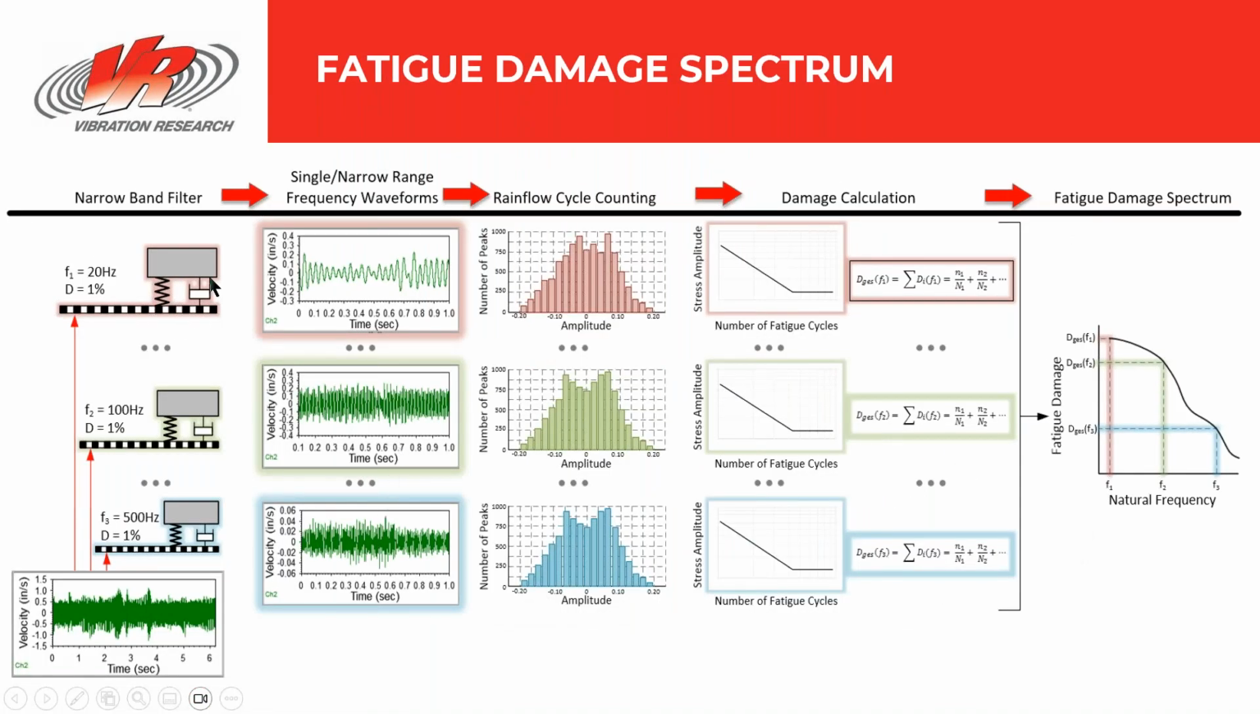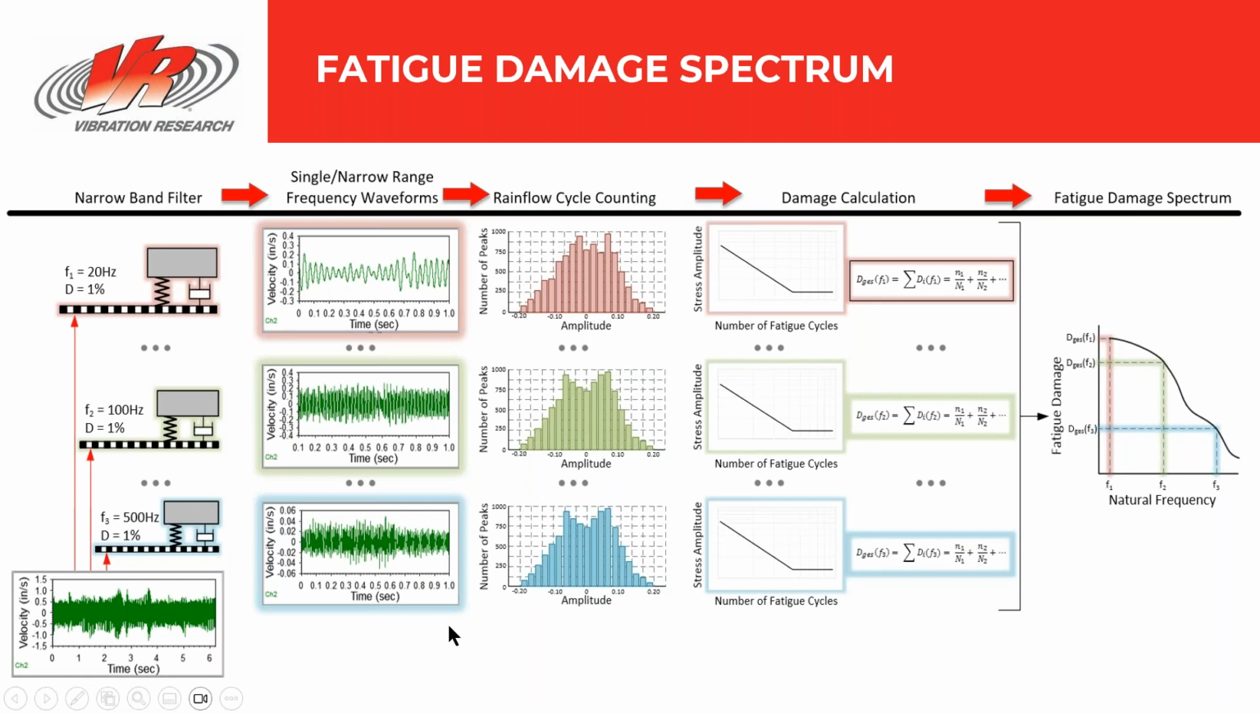Here's a quick overview of the process of fatigue damage spectrum. So we run the different waveforms through these narrowband filters, then we get a waveform from each of those filters, and then we do a rainflow counting exercise on that to look at all the different stress reversals and their amplitudes and the number of peaks at each stress reversal amplitude. We apply the material properties, the SN curve for materials, and then we sum all those up and come up with a fatigue damage spectrum associated with each of these points being plotted on the page.